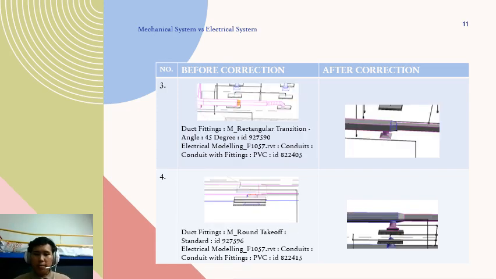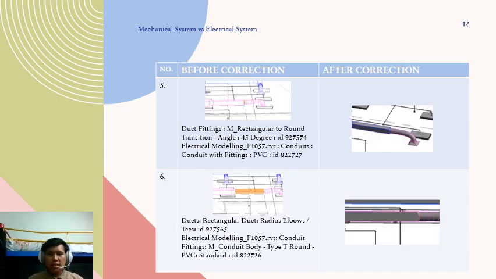Problems number 3 and 4 are the same, but the ID is different. The problem is the duct fitting conflicts with the conduit. The solution between the duct fitting and conduit is the same. I just change the middle elevation from 3400 to 3600, and I also change the position to remove the problem.